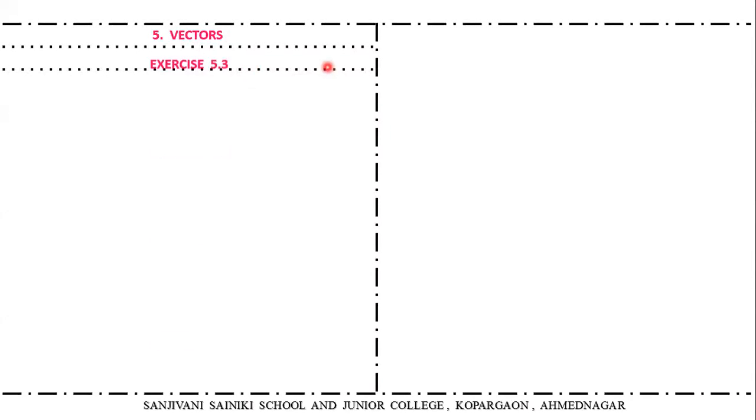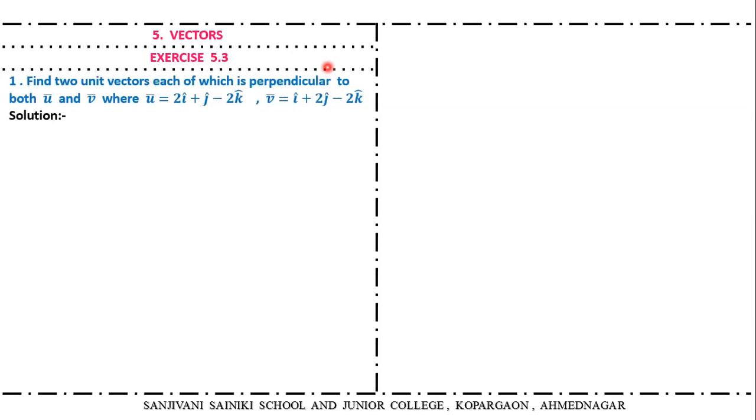From the topic vector. Today we're going to see exercise 5.3. In that, the first example is: find the two unit vectors, each of which is perpendicular to both u bar and v bar, where u bar is equal to 2i cap plus j cap minus 2k cap, and v bar is equal to i cap plus 2j cap minus 2k cap. Let the vector be a bar is equal to a1i plus a2j plus a3k.